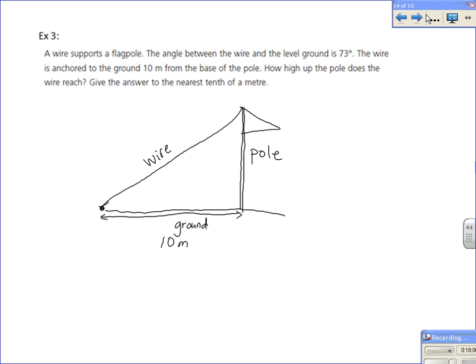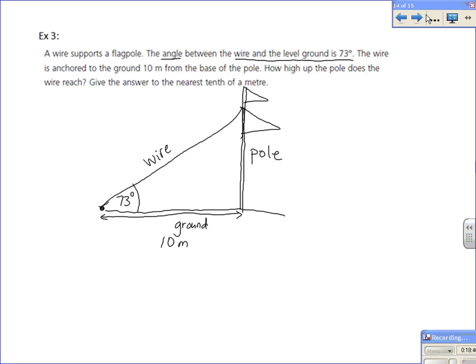Okay, so we don't know right now. The wire could reach the top of the pole the way I've drawn it. Maybe the pole is higher than this. Maybe the flagpole is quite high and the wire is only reaching part way up the pole. We don't know yet. We're going to find this out. What we do know is that the angle between the wire and the ground is 73 degrees. So between the ground and the wire, here's the angle that is formed between the wire and the ground. This is 73 degrees.